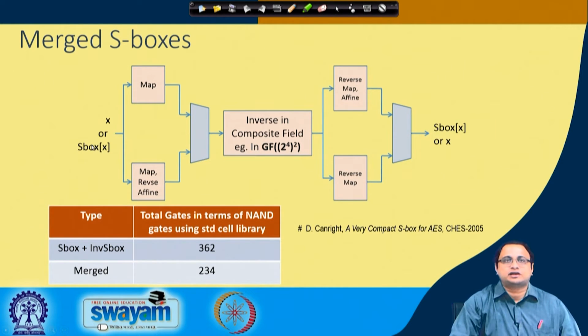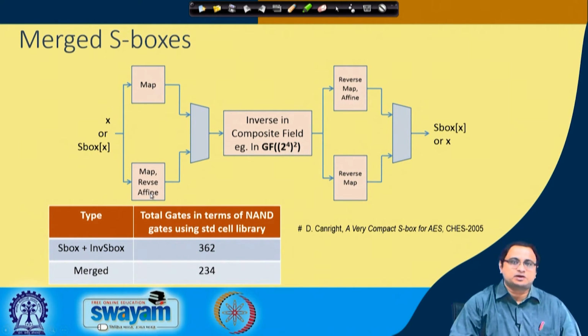If you remember, when you are doing the S box of X, in the forward transformation you take X and map it, say, to GF(2^4)^2, which is the composite field. You do the inverse in the composite field, and then you do the reverse map. If you do that, you get S box of X.